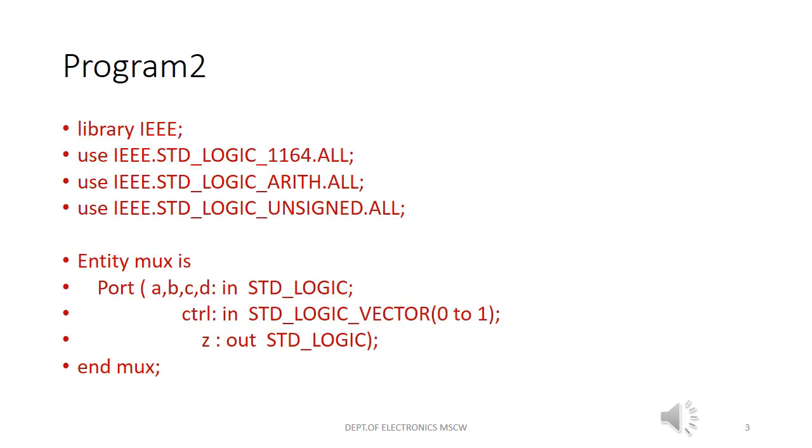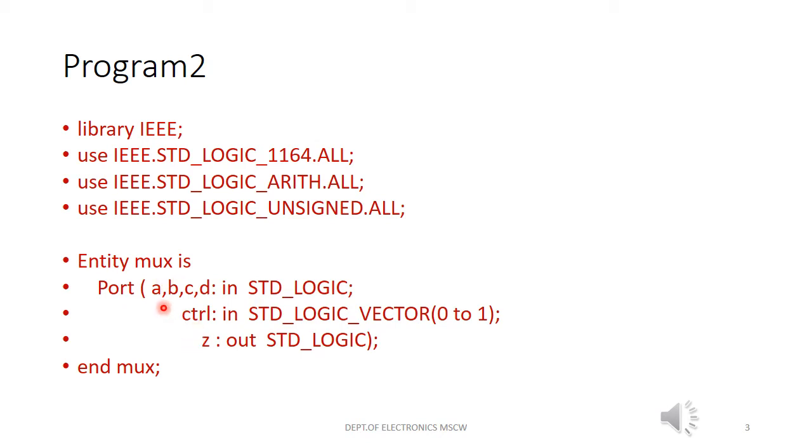Now let us start how to write the program. All of us know that first we have to write the library part. These four lines we have to include whenever we are writing the program. And this is the entity part. What is the entity part? The entity part contains the inputs and the output present in our circuit.